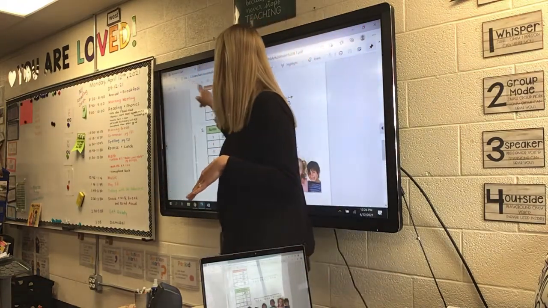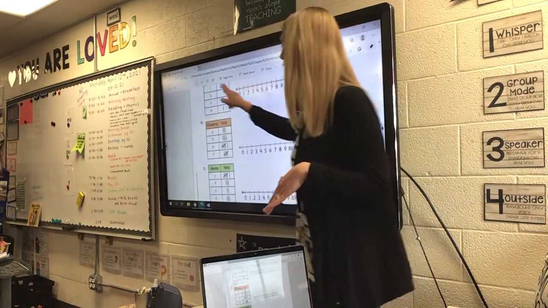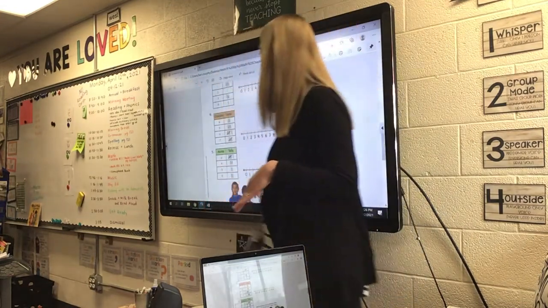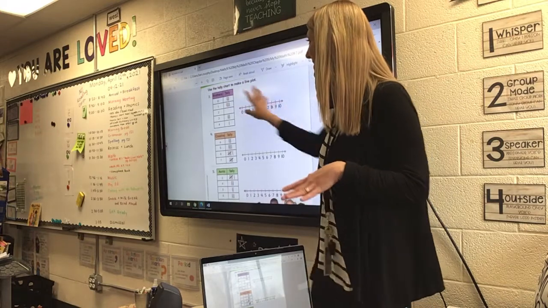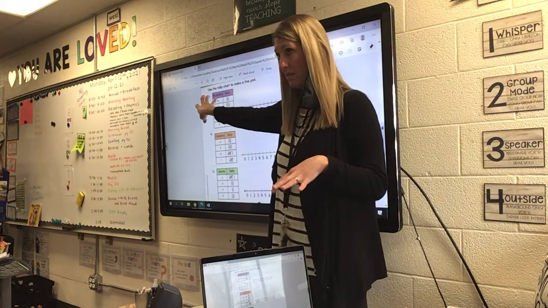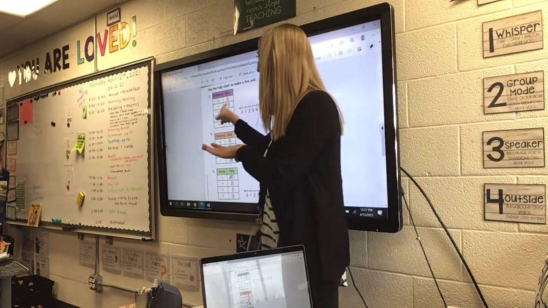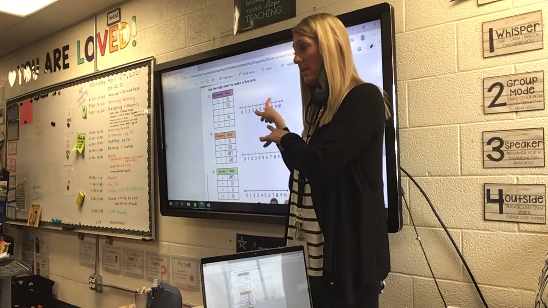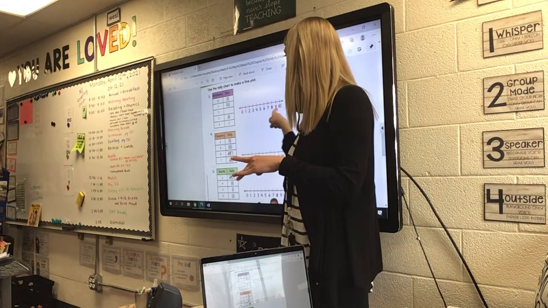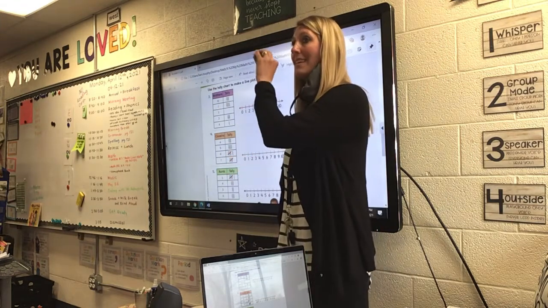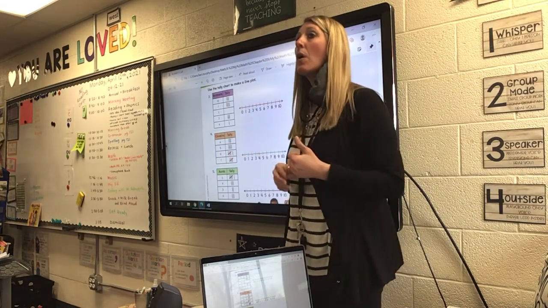I want the rest of you to finish this line plot on your own. I want to see if you can take the data and put the X's on the line plot. Remember, the tallies are the X's. So find the numbers and then put the tallies as the X's.